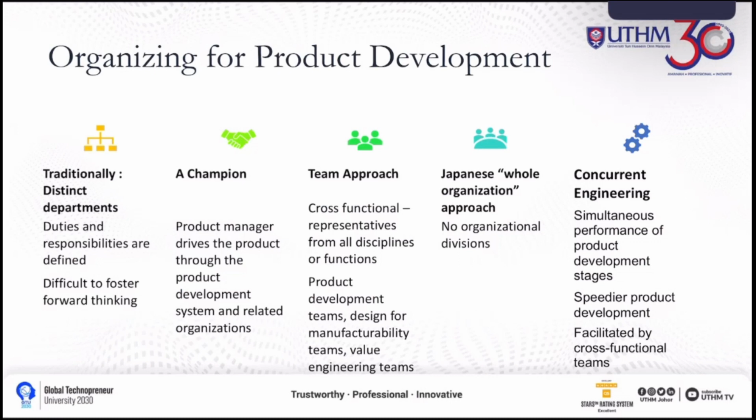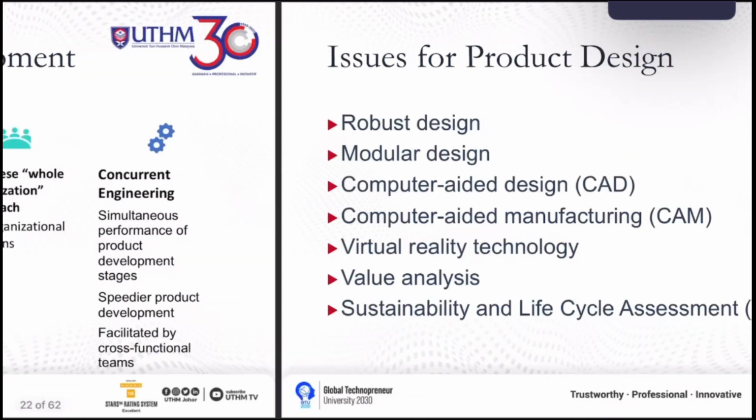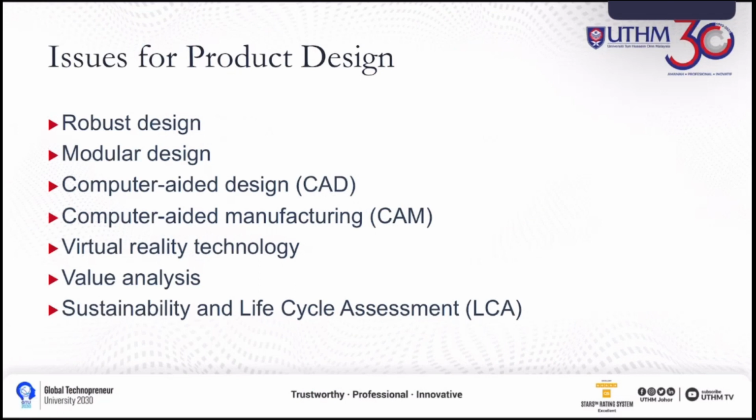And then the next structure would be the Japanese whole-organization approach, where there is no organizational division at all. And then the last one is concurrent engineering, which is the simultaneous performance of product development stages. It speeds up product development and is facilitated by cross-functional teams. So these are the five structures of organization under product development. Maybe your organization can choose one of these approaches. Okay, now we go to the next one, which is the issues for product design.